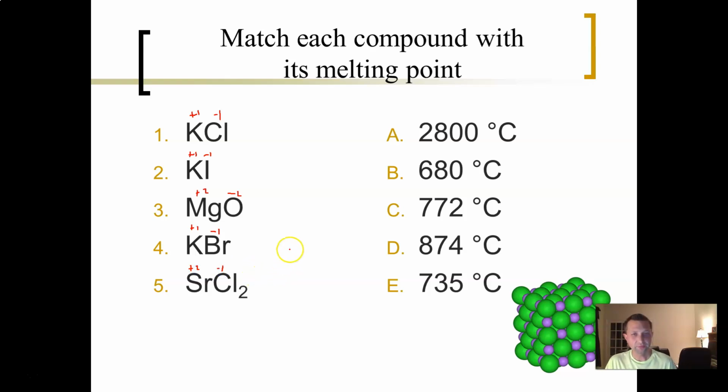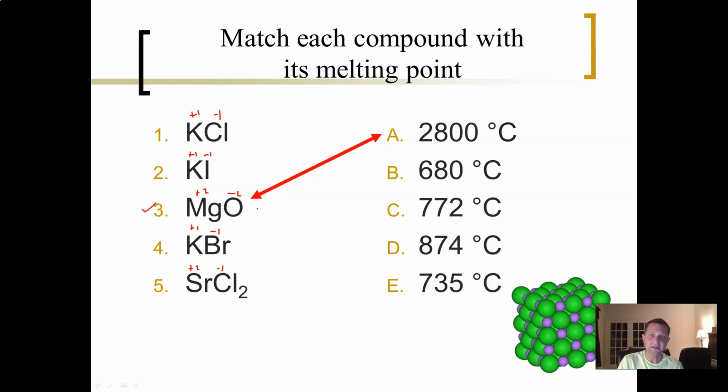Okay, here we go. What is the number one most important factor when looking at lattice energy? It is magnitude of charge. So right away, I look at number 3. Okay, it's a plus 2 minus 2. What else is even close to that? Well, number 5 is plus 2 minus 1, but here you have a 2 and a 1, here you have a 2 and a 2. So right off the bat, that tells me MgO has the highest lattice energy here, and therefore the highest melting point. Okay, so that's going to be letter A, 2800 Celsius.